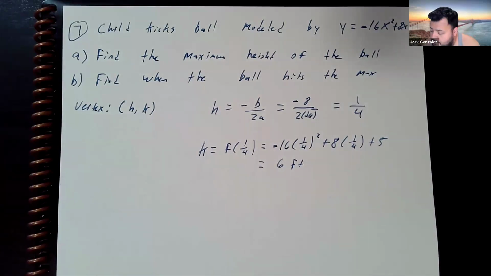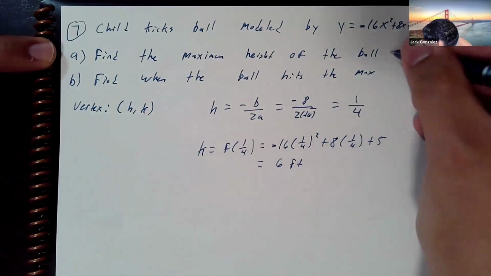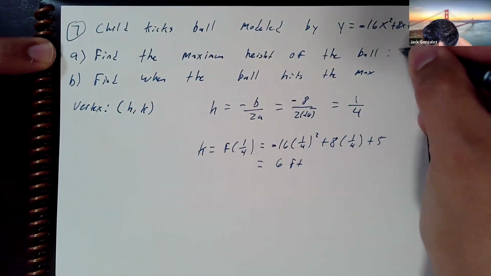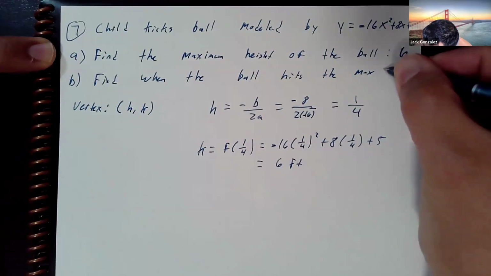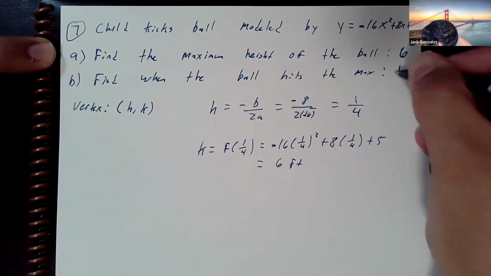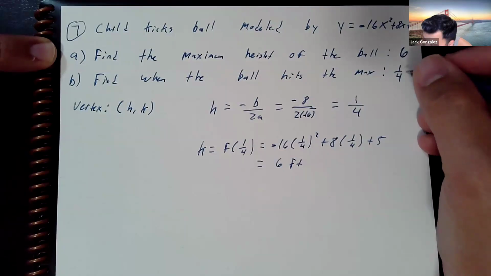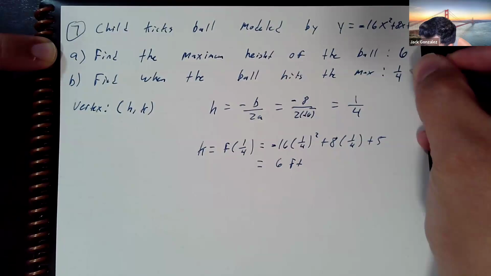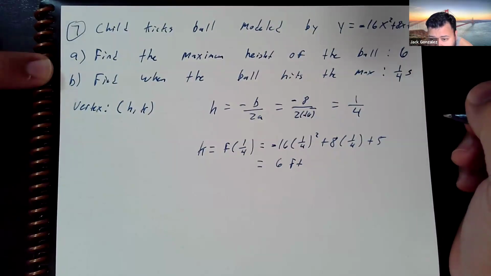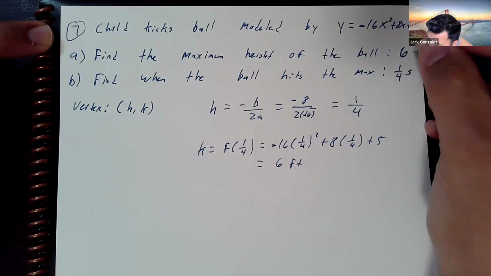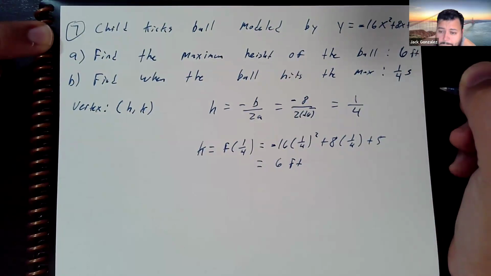Okay. So this right here is the first part. This right here would be how long? So 1/4 of a second, I believe. Or 0.25 seconds. He kicks it, hits 6 feet in 0.25 seconds.